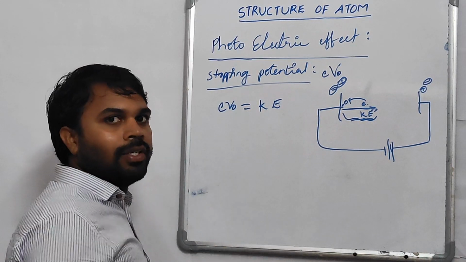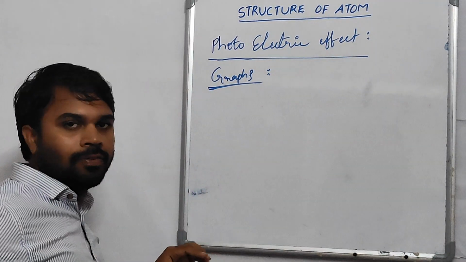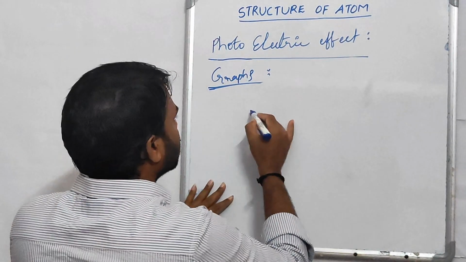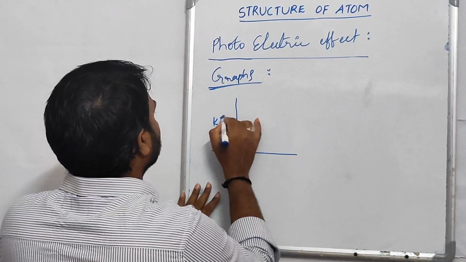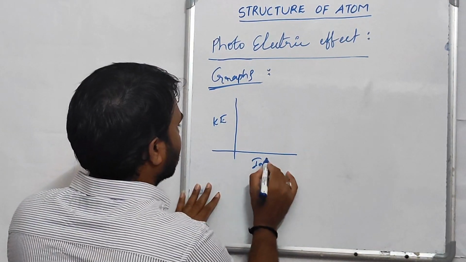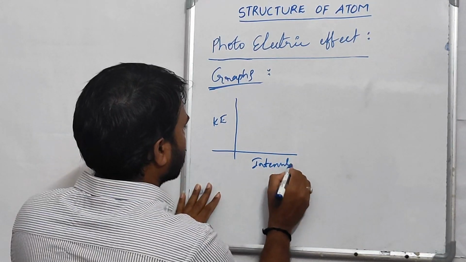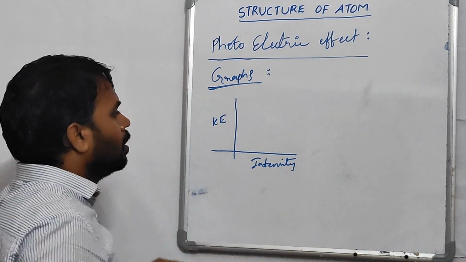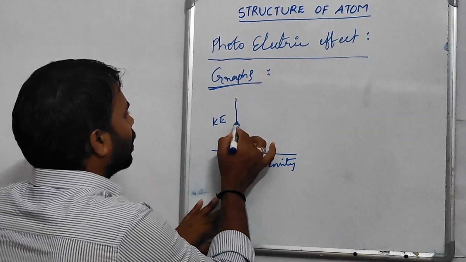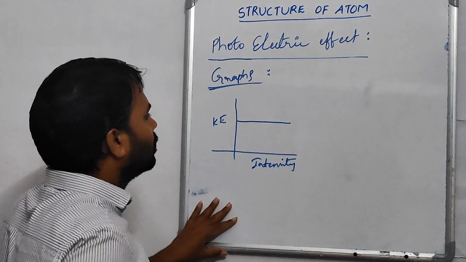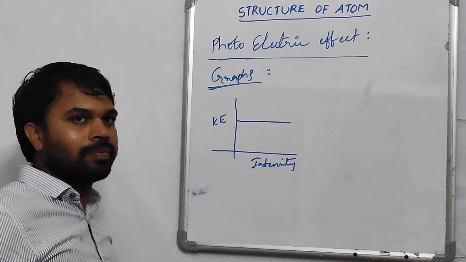Let's see the graphs related to the photoelectric effect. Graphs. The first graph is kinetic energy versus intensity. Kinetic energy does not depend on intensity. So the graph comes like this. There is no effect on it.